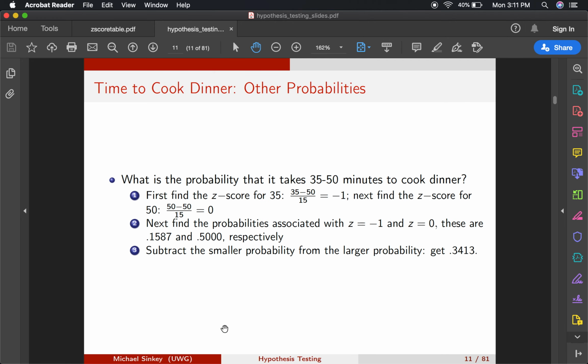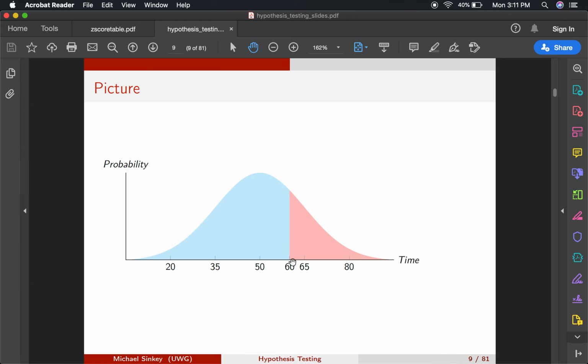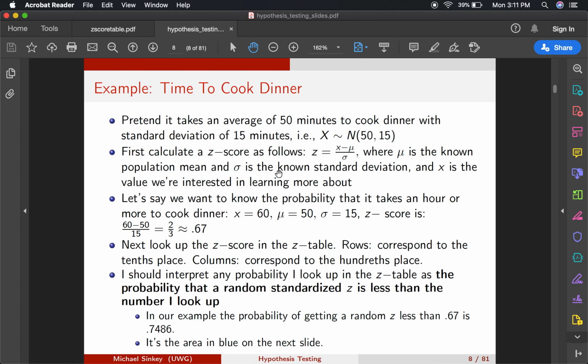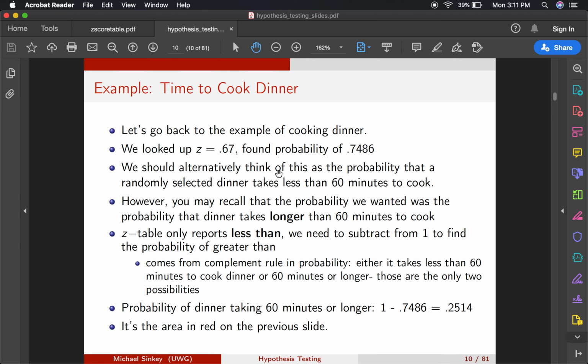Let's look at 50 minutes. I take 50, I subtract the mean, which is also 50, so I have 0 divided by 15, which is 0. So I convert the 50 here, which is right in the middle, to 0, which is right in the middle. So I'm mapping the 35 and the 50 to a different location on my standard normal distribution. Okay, so I do that.